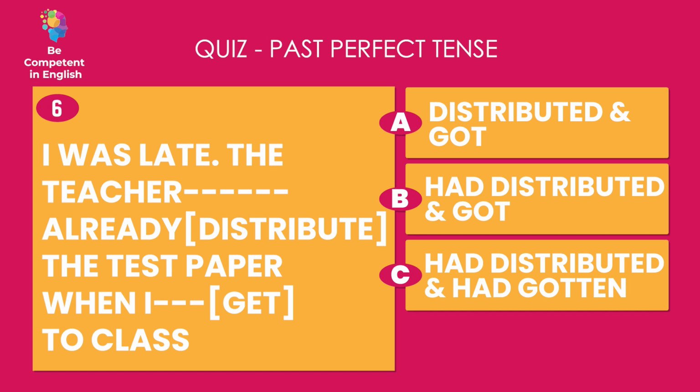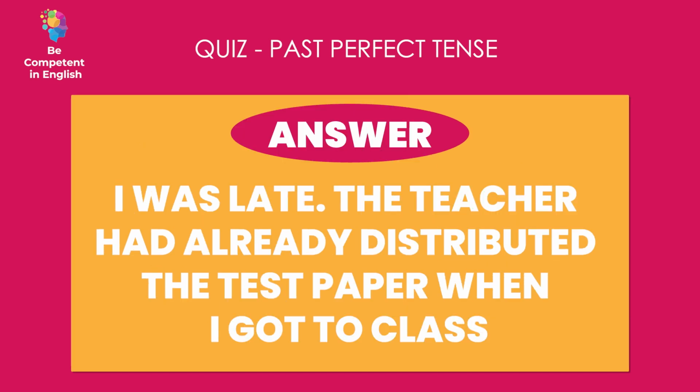Number 6. I was late. The teacher already distribute the test paper when I get to class. The options are A. Distributed and got, B. Had distributed and got, C. Had distributed and had gotten. Correct answer B. Had distributed and got. I was late. The teacher had already distributed the test paper when I got to class.